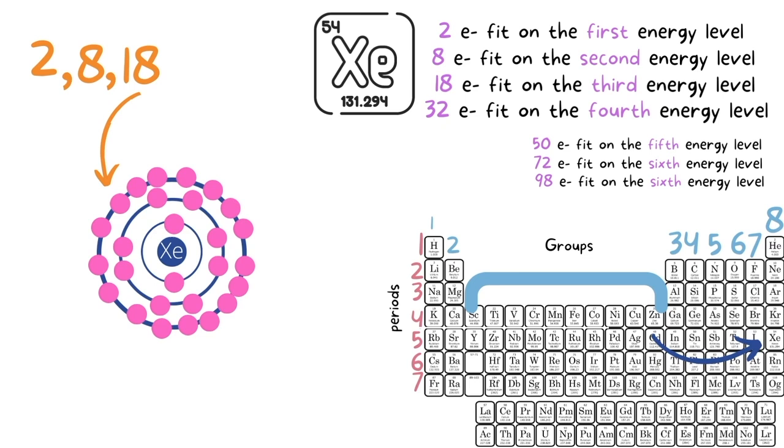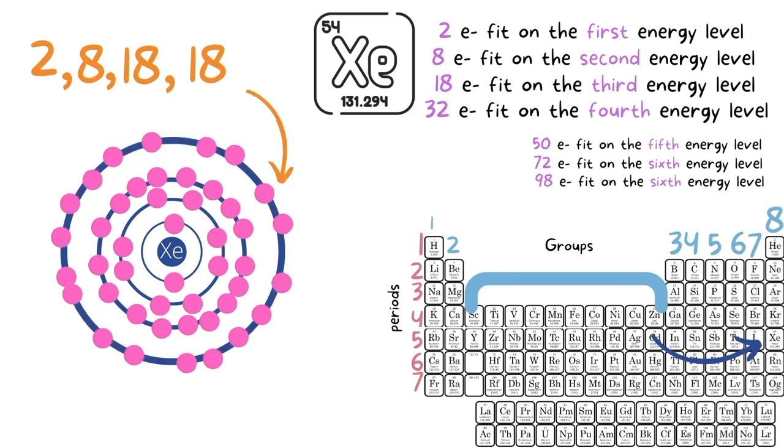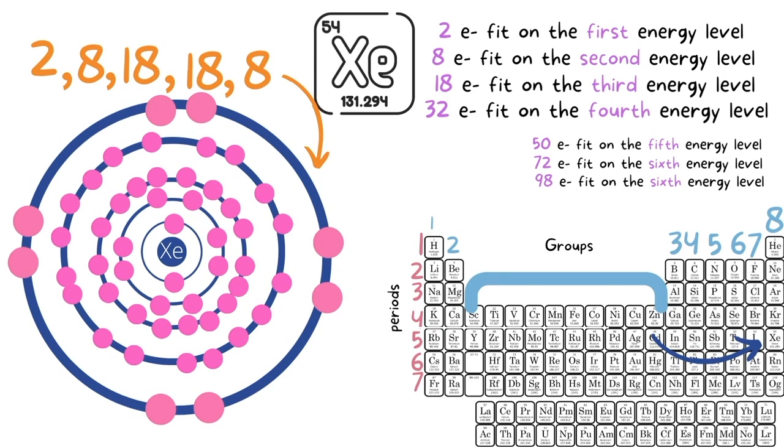However, we need to have 8 electrons in that last shell, the valence shell, right? So we must accommodate this by placing only 18 electrons here in the fourth shell, so that we can finish off with 8 in the valence shell. So altogether, if we count these electrons, 2 plus 8 plus 18 plus 18 plus 8, we get a total of 54 electrons.